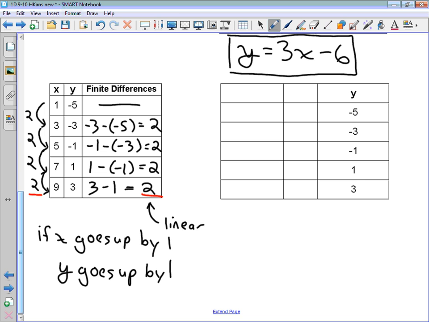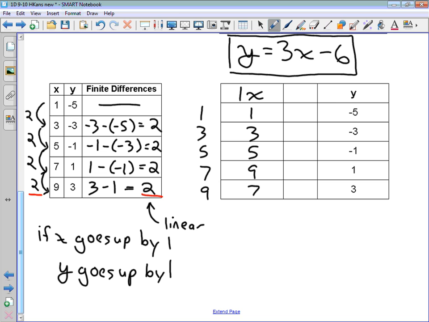So over here in this other table, when we take our finite difference and multiply by x, we're not going to use 2, we're going to use 1, because that's how much y is going up by each time we change x by 1. So we have 1 times x. Let's finish this off. We take our x values, 1, 3, 5, 7, 9. We multiply 1 times our x values, so we still get 1, 3, 5, 7, 9.